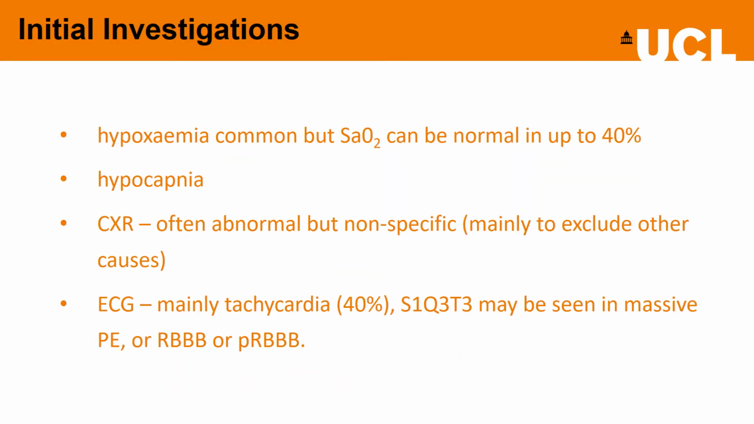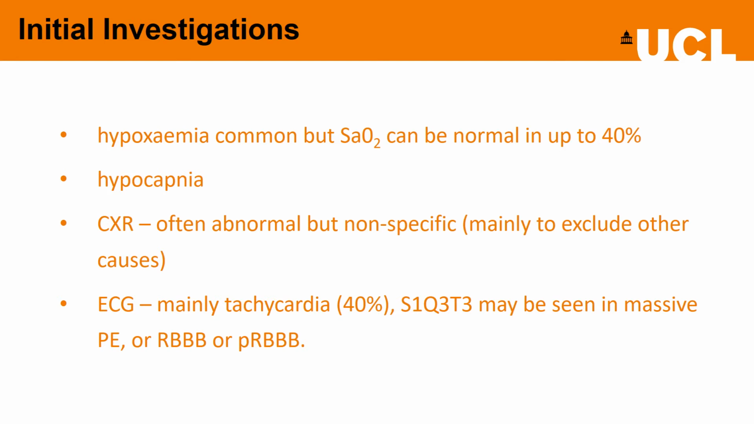So in terms of our initial assessment, obviously we follow our ABCDE approach. Hypoxia can be quite common, or a type 1 respiratory failure, but saturations can be normal in up to 40% of patients presenting with PE. You can of course have hypercapnia from hyperventilation. The chest x-ray is often abnormal but not specific, and the role of the chest x-ray primarily in pulmonary embolism is actually to exclude other causes or find another cause which may be associated with PE, such as a lung malignancy.